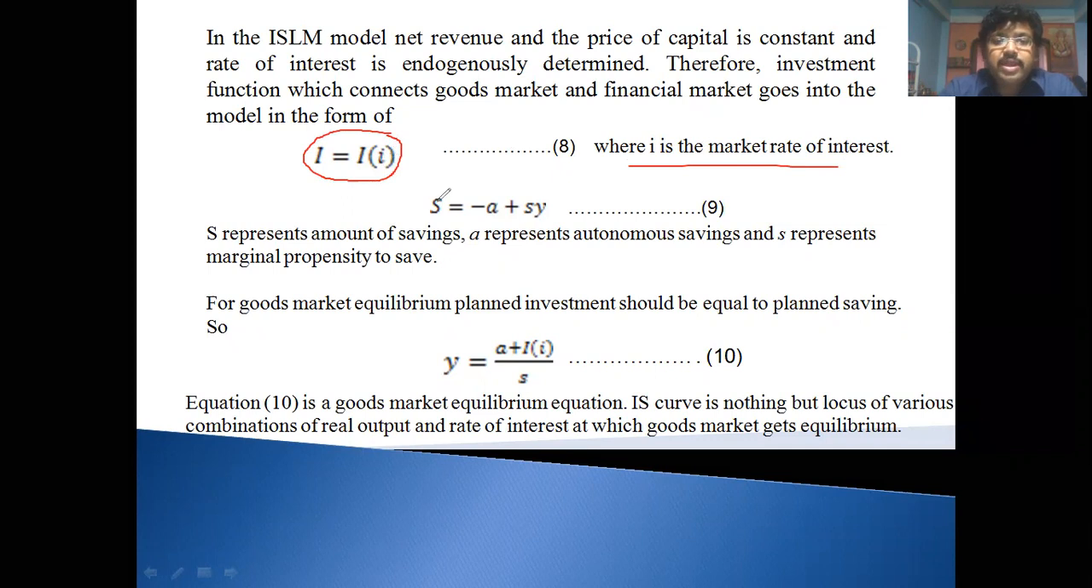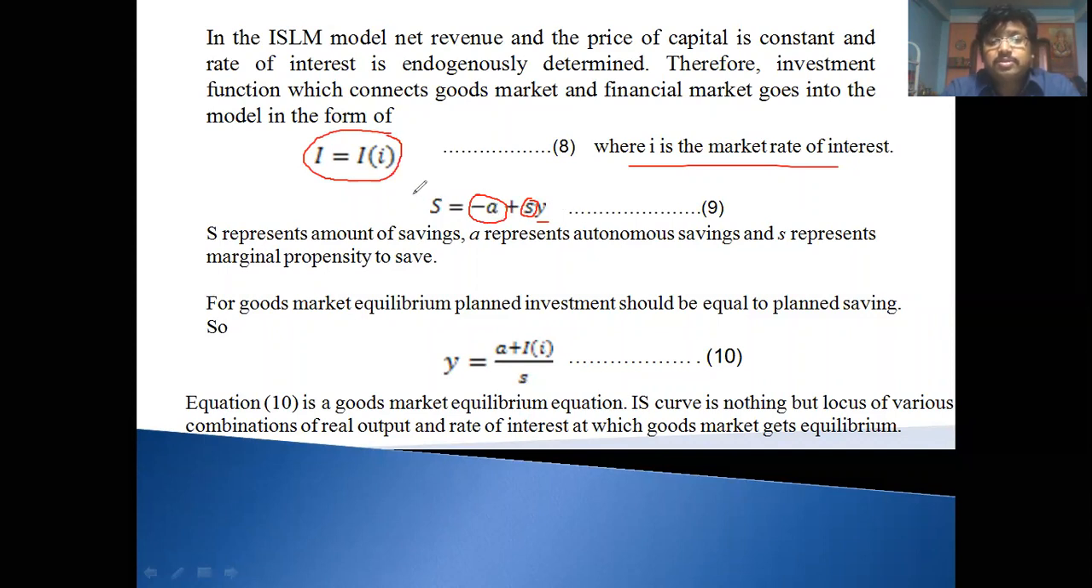Now the saving is equal to autonomous savings, S represents the marginal propensity to save, and income. This is the total saving. The autonomous saving has a minus sign because you have saved in your past years.